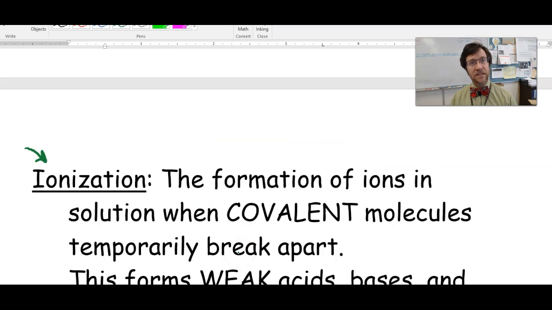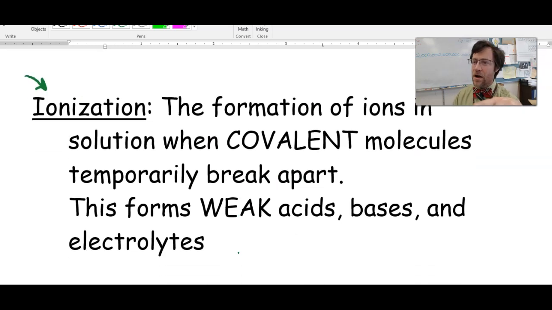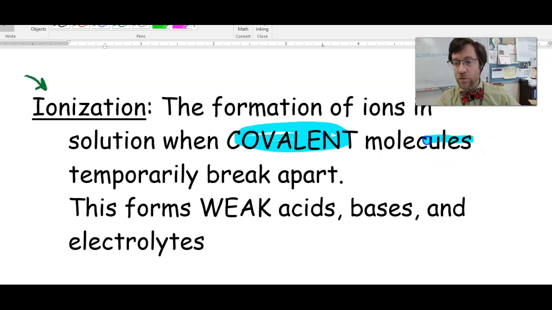Lovely. Let's move on to this one, the ionization. Now, we were talking about dissociation. This is like the other part. This is ionization. Now, this is where things break apart, but then they get right back together again. And the thing that's pretty clutch here is this is from covalently bonded molecules. Pretty much anytime you see carbon-based, it's gonna be like that.